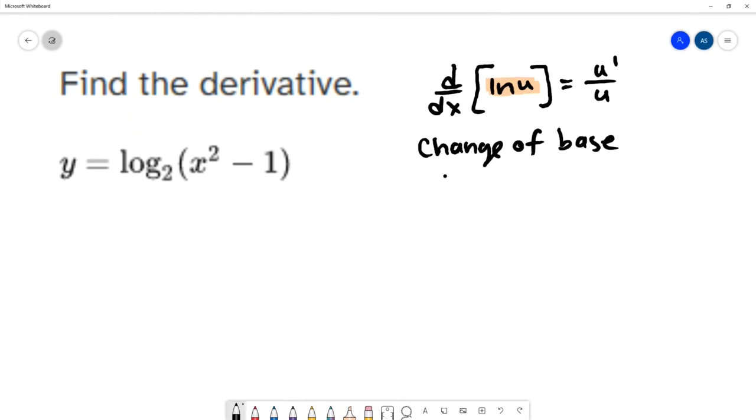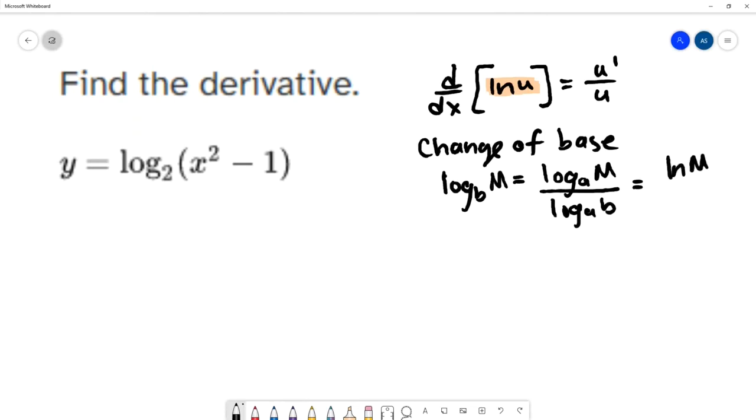So the change of base formula looks like this. If you have log base b of, let's say, m, using the change of base formula, you can write it to any base that you want. So that's log base a of m over log base a of b. And if we want to use specifically natural log, it would look like this: natural log of m over natural log of b.